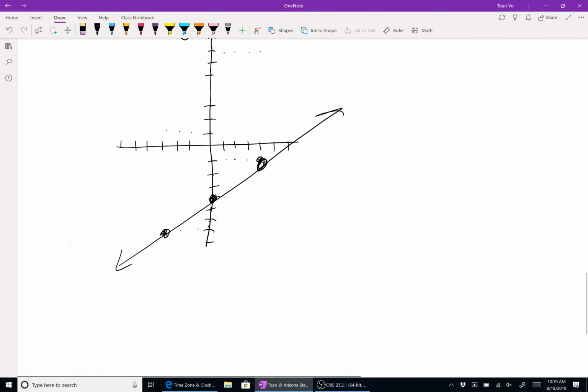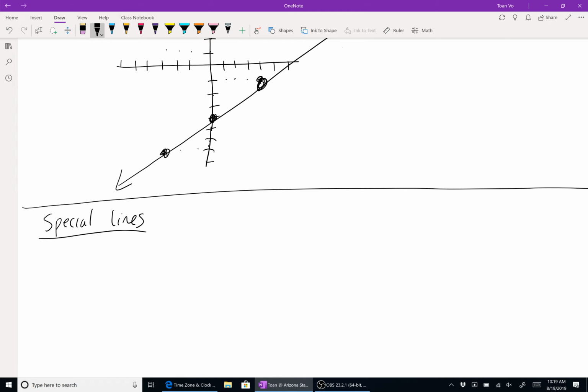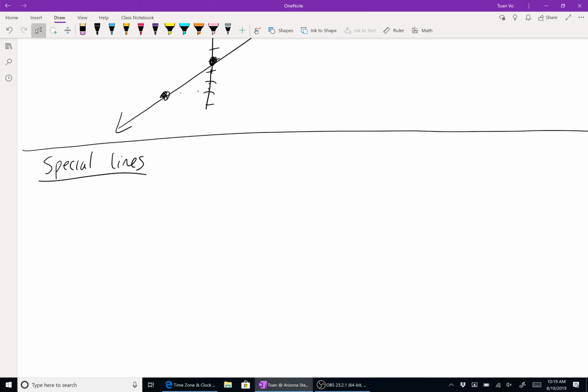Last thing we need to talk about, fortunately, is special lines. I did say every single line can be written in the slope-intercept form. That will help you to graph it. Of course, everything I tell you is a lie, because there are always exceptions to rules. There are 2 lines out there that do not follow the y equals mx plus b format. They are vertical and horizontal lines.